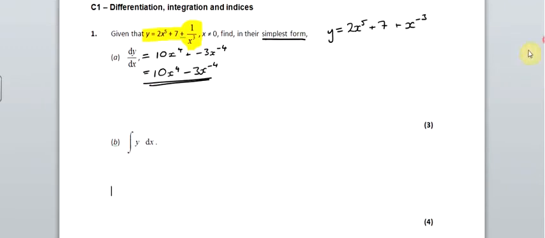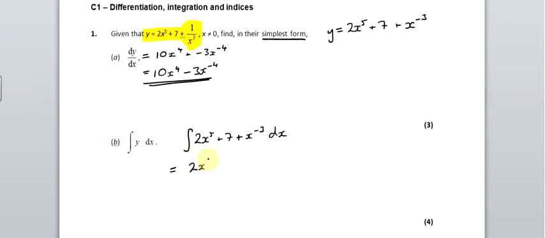Now for the integrating. So the integral of y with respect to x. So we're going to integrate 2x to the 5 plus 7 plus, getting carried away with myself here, plus x to the power of minus 3, and we're going to do that with respect to x. So now I'm actually going to integrate it.